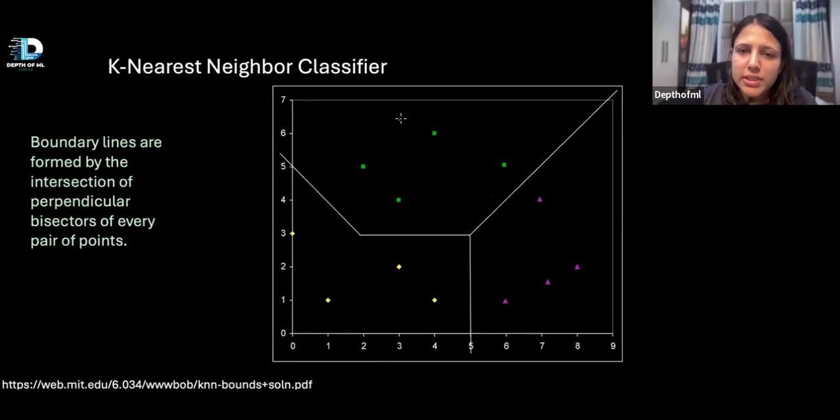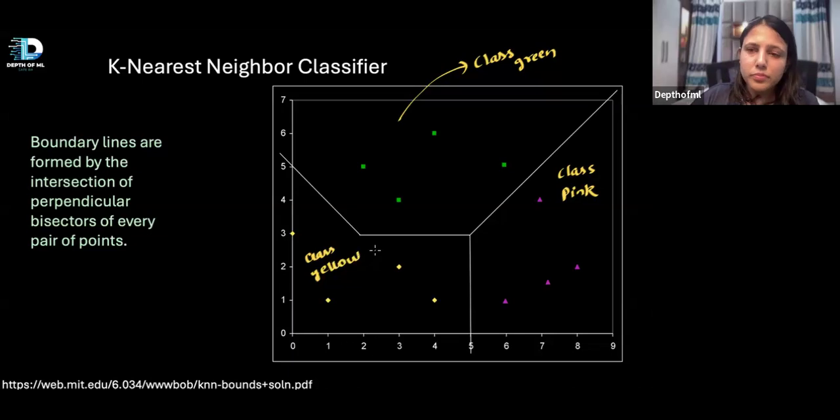Okay, so you can see that this is one class. This is class green. This is your class pink. And this is your class yellow. Fine? Easy?